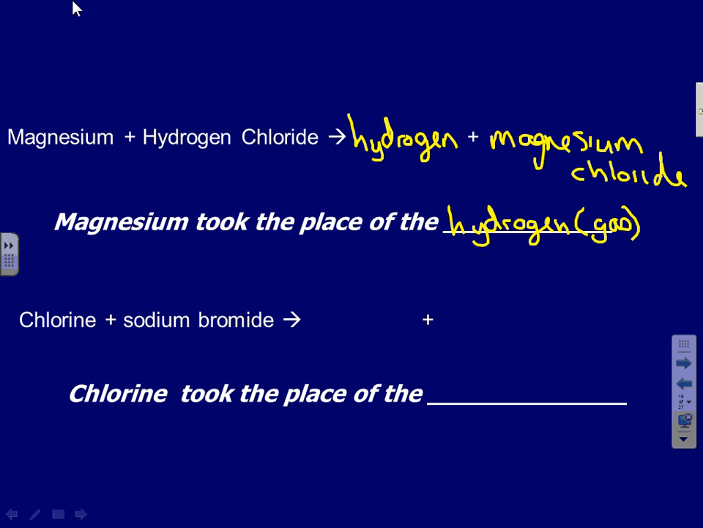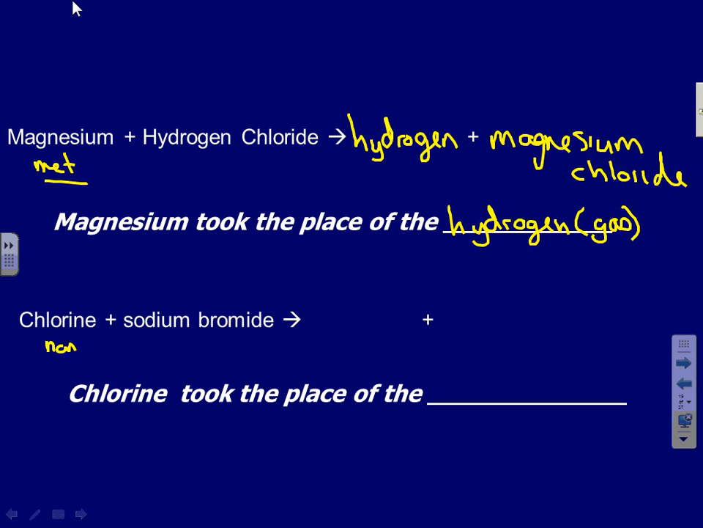Chlorine and sodium bromide. Now be careful with this one. Chlorine is a non-metal. So what's it going to displace? What's going to go by itself? What's going to be the compound? So chlorine is the non-metal this time. This was a metal right here. That was a metal. So we displaced the first guy. This is a non-metal. Products. What are we going to get?